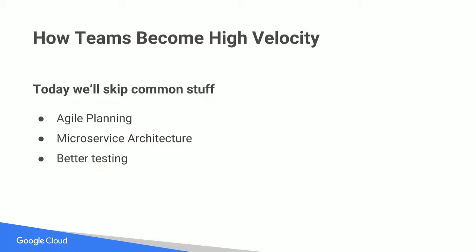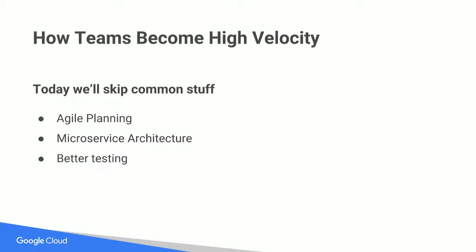So how do teams become high velocity? Well, there's some semi-obvious stuff. Obviously, everybody's super into agile. There's some discussion about microservices architecture and how you divide up your team, how you do better testing, those kinds of things. That's actually not the focus of this presentation. I think there are lots of presentations on agile and its benefits, so we won't repeat that.